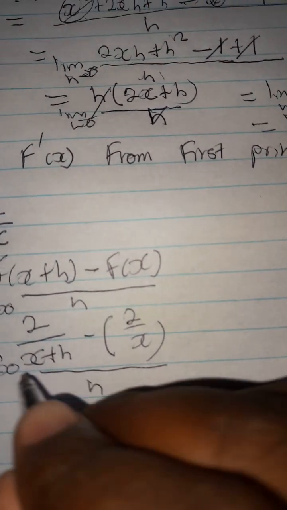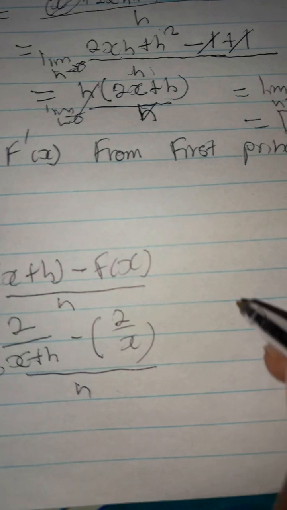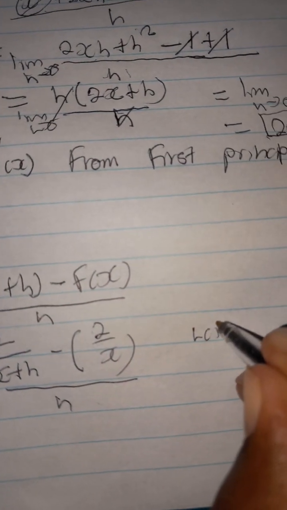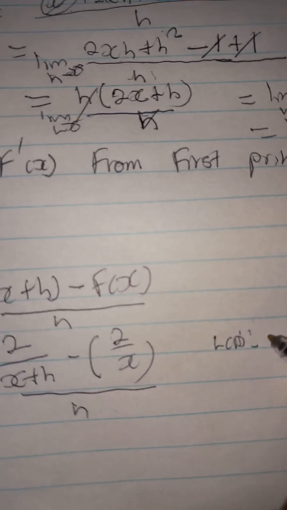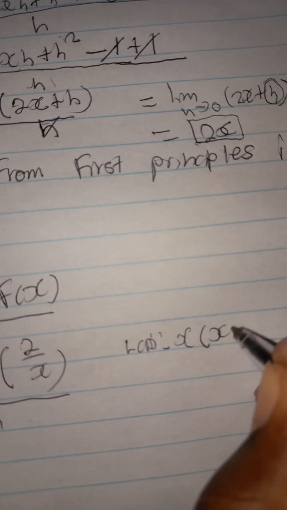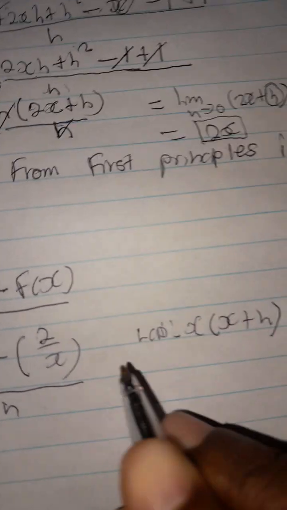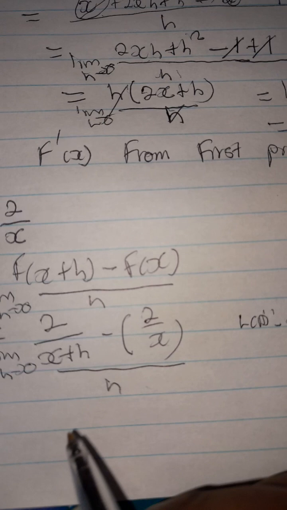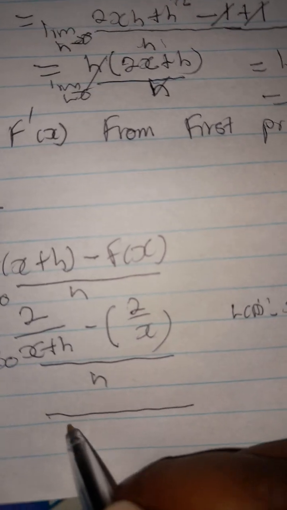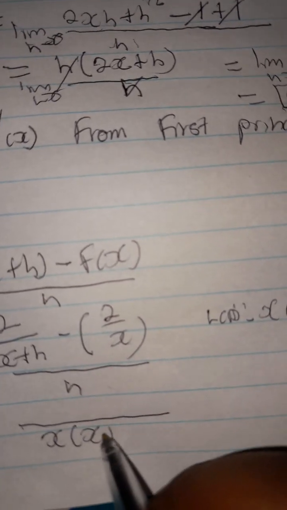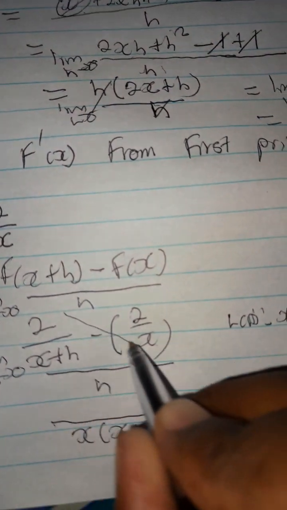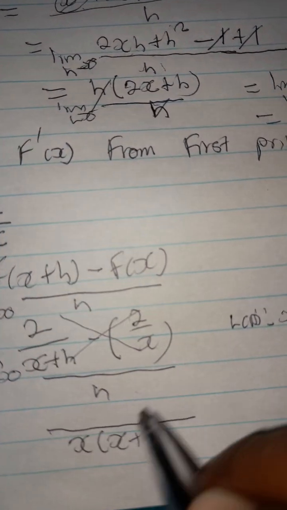So we can see here, since it's a fraction, you find an LCD. The LCD here will be x multiplied by x plus h. That will be our LCD here, right? So we will place our LCD here, x multiplied by x plus h. Then I can use a cross method. Can cross multiply here since it's a fraction.